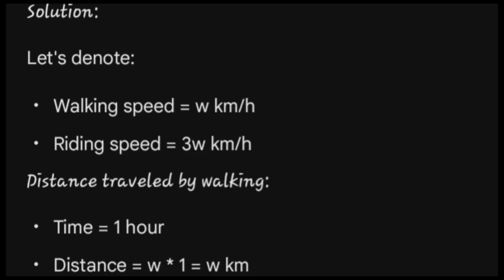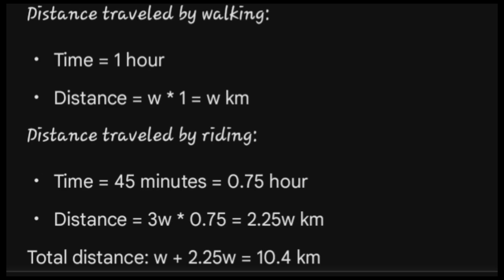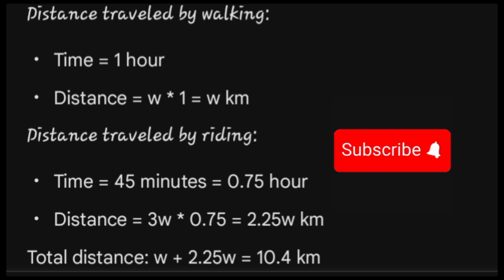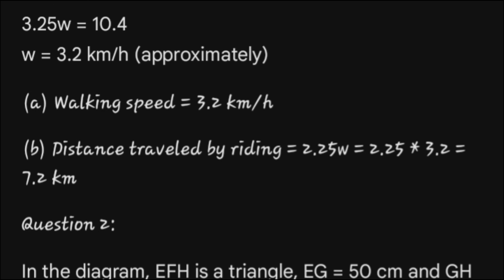Solution. Let's denote walking speed equals W kilometers per hour, riding speed equals 3W kilometers per hour. Distance traveled by walking: time equals 1 hour, distance equals W times 1 equals W km. Distance traveled by riding: time equals 45 minutes equals 0.75 hour, distance equals 3W times 0.75 equals 2.25W km. Total distance: W plus 2.25W equals 10.4 kilometers. 3.25W equals 10.4. W equals 3.2 kilometers per hour approximately.